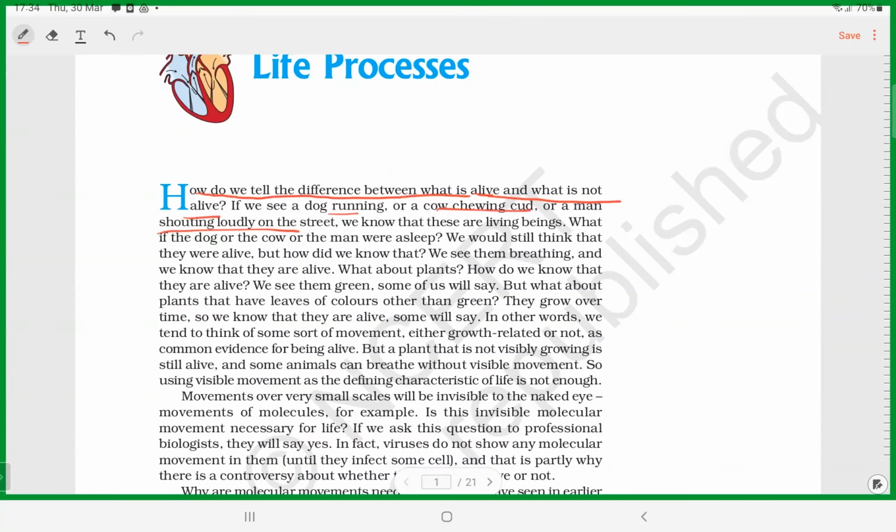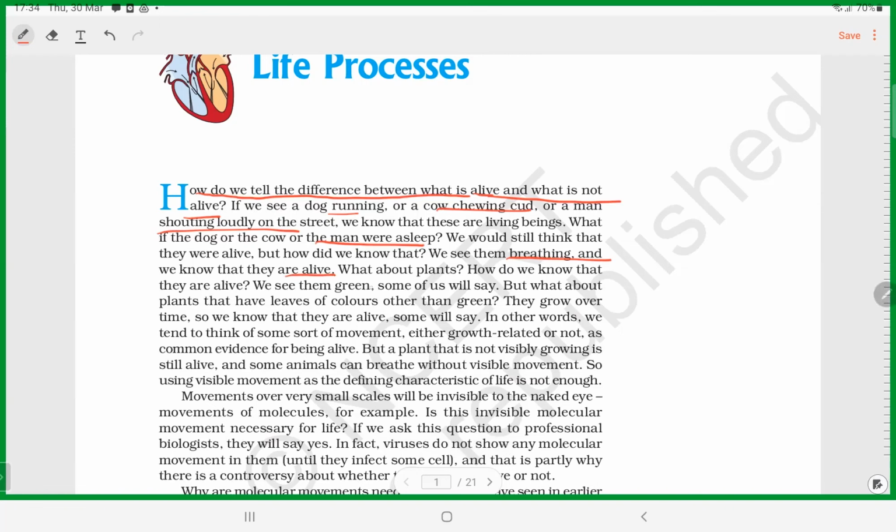But if a man is sleeping, how can you tell that man or any organism is sleeping? It looks like dead, yeah? Then how can you say the organism is alive? Maybe breathing. Yeah, the breathing, the movement of the thoracic cavity. So based on that you can tell the organism is alive.